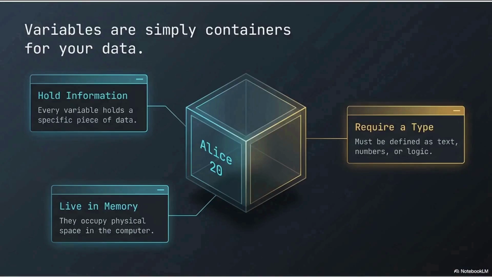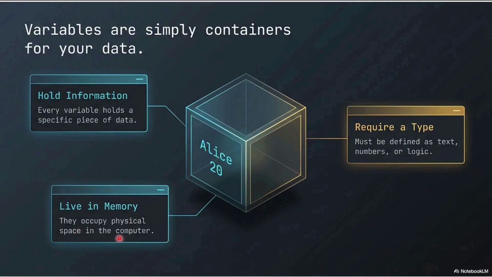So let's begin. As you know, variables are simply the containers for your data. What happens in the memory, that is in the RAM, is that the variable gets a memory block, and in that memory block the data is stored. Then we give a certain name to that memory, and that is called the variable name. So it holds the information. Every variable holds a specific piece of data, like Alice and 20.